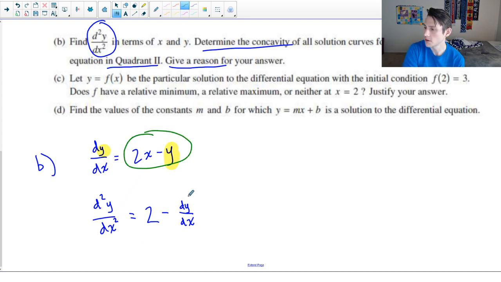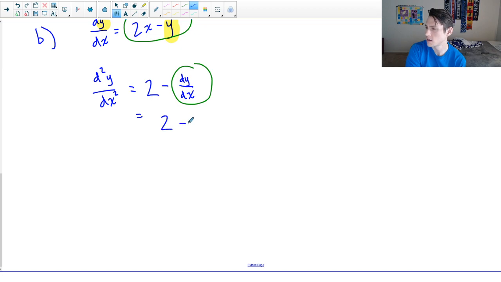But we already know what dy/dx is, so we can plug that in. 2 minus (2x minus y). So 2 minus 2x plus y.